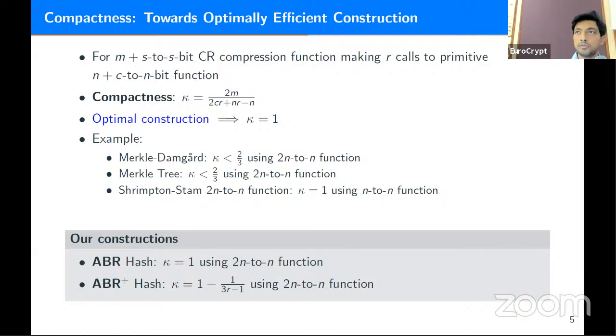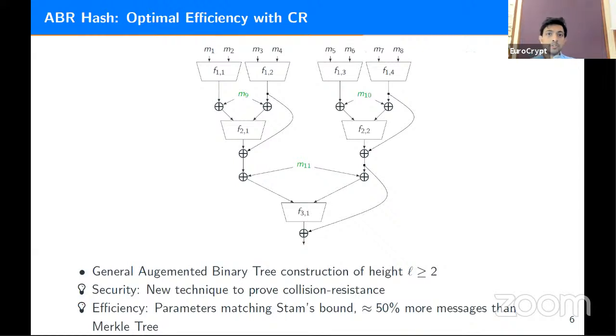And then with the ABR and ABR plus hash, we tested the value in terms of compactness, and we found out that the first one achieves the optimal compactness, which is one. And for the second one, it is almost optimally compact. And here you can see the value where R, in the second case, is just the number of function calls you make.